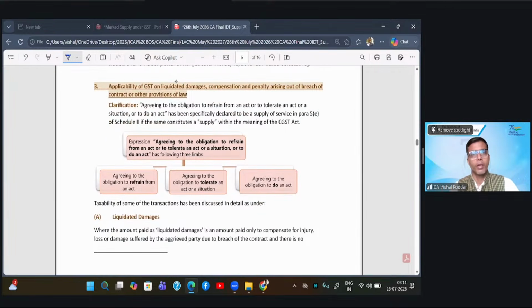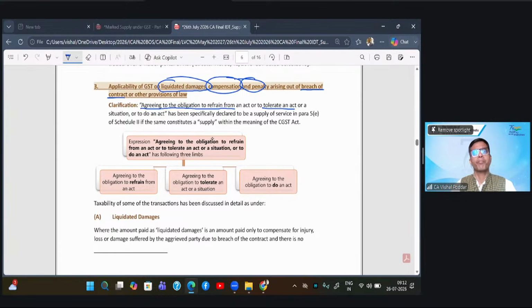Next, students, comes a very important circular. This circular we had discussed in the previous class also in relation to another discussion. Now comes the point of what will happen if you receive any liquidated damages. When you receive liquidated damages, a compensation or a penalty, many times you do receive this because of breach of contract or because of breach of some condition. Now, whenever you are receiving this, a question arose whether it will fall in that particular language which is agreeing to an obligation to refrain from an act or tolerate an act.